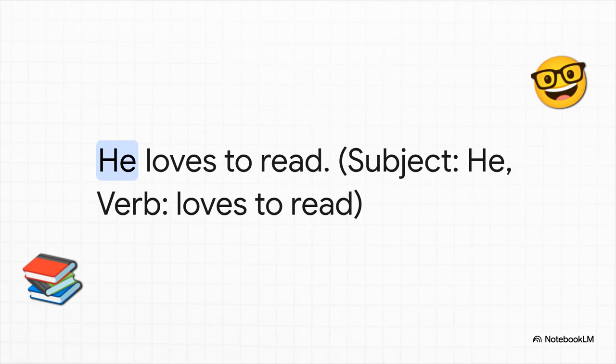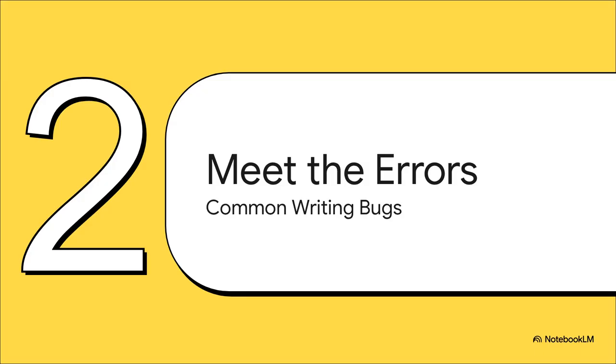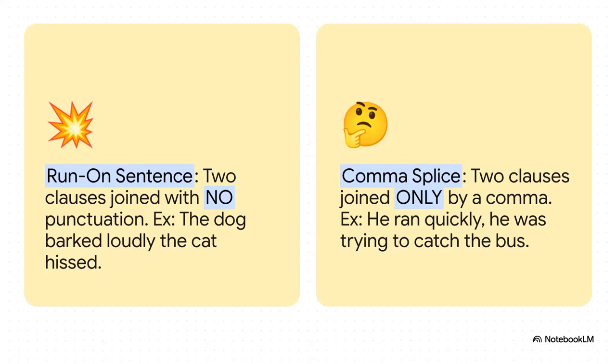These are the solid, stable building blocks of our language, and we need to get comfortable with them before we can see how things get, well, tangled up. Okay, so now that we know what a proper building block looks like, let's meet the two villains of our story. These are the bugs that pop up when we try to connect these independent clauses the wrong way. So let's meet our two main culprits.